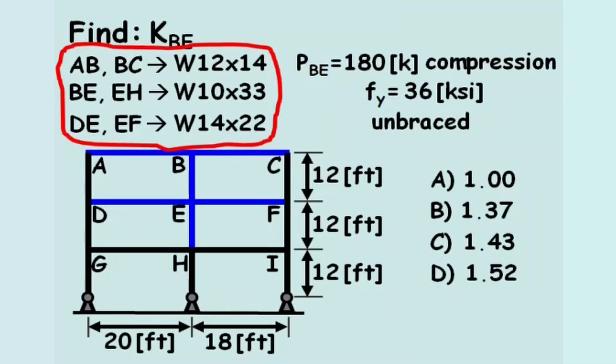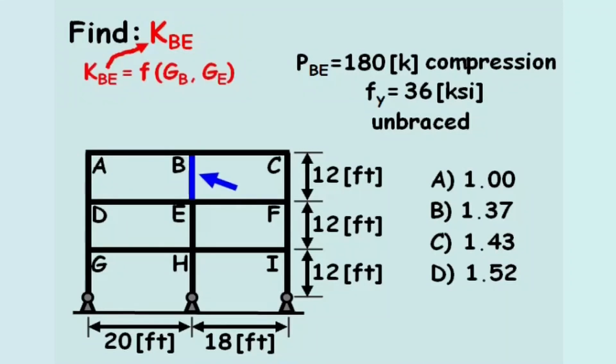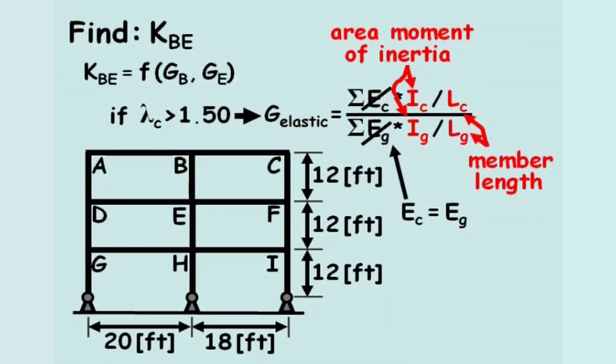The effective length factor, as part of a structural frame, is determined by knowing the end condition coefficients of that member, which for this problem refers to joints B and E. The end condition coefficients equal the sum of the rotational stiffness values in the columns divided by the sum of the rotational stiffness values in the girders. Since it's safe to assume the moduli of elasticity is constant, then these terms cancel out and we're left with the area moment of inertia, I, and the length of the member, L.